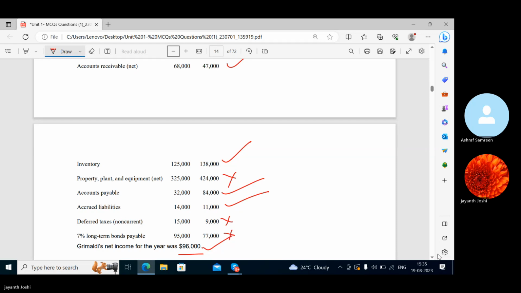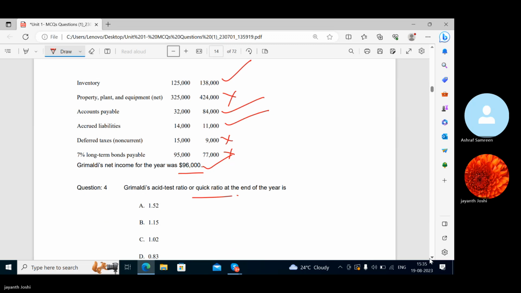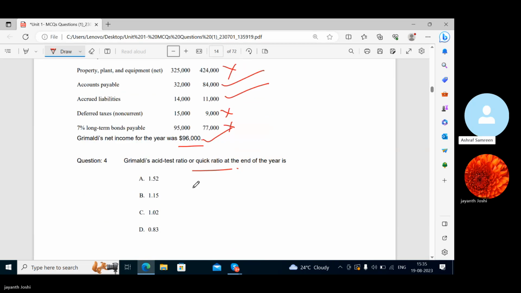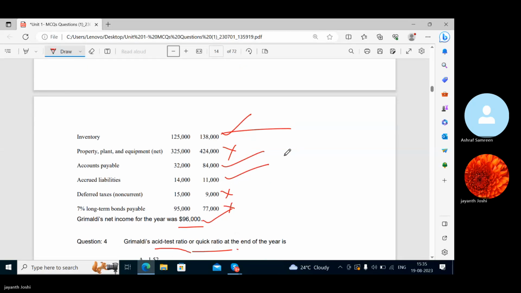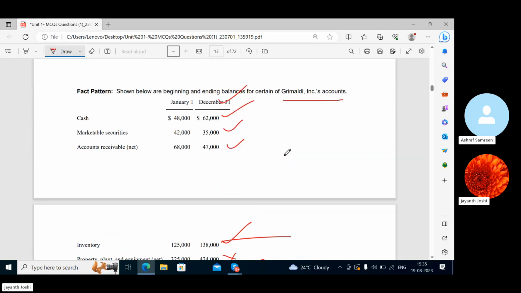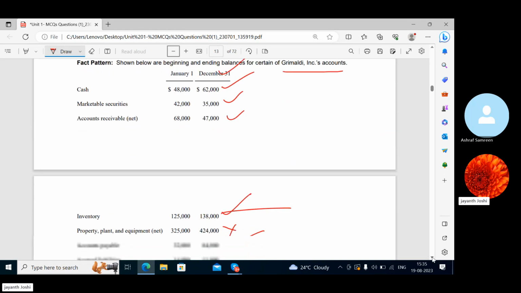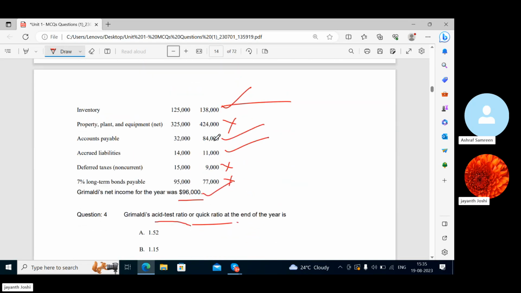What's your answer? Quick acid ratio, inventory is not applicable. Quick acid test ratio or quick ratio mean one and the same. Inventory should not be taken. So yes, this is the acid test. Okay, I'm canceling it. You should only be taking these three and these two.